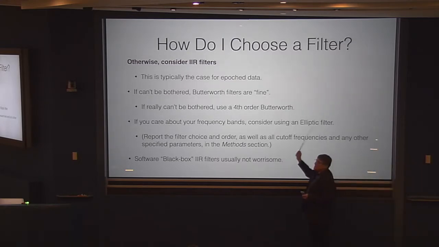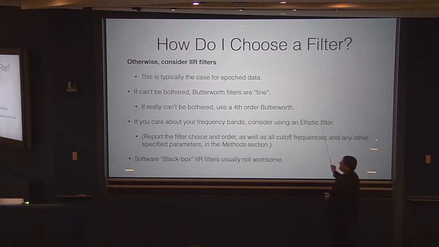If you just need to choose a filter and you don't know what it is and you don't care, you just need a low pass, Butterworths are fine. If you really don't know what's going on, use a fourth order Butterworth, and that's the end of it. And just report that that's what you're using. That's what I use when I need a quick and dirty something. I need to low pass my data. I don't care what it is. I just need to see it low passed.